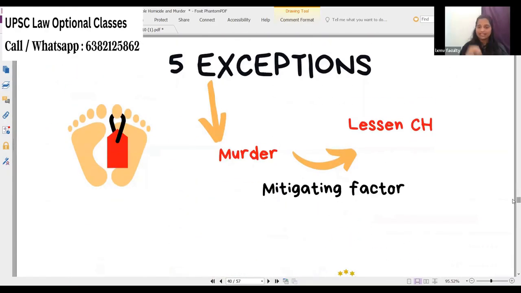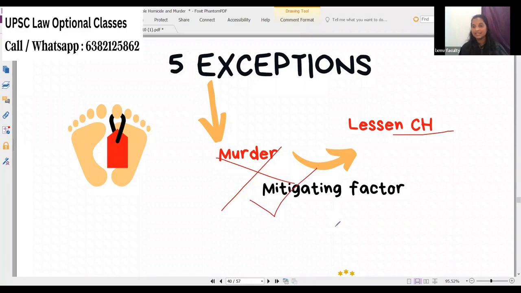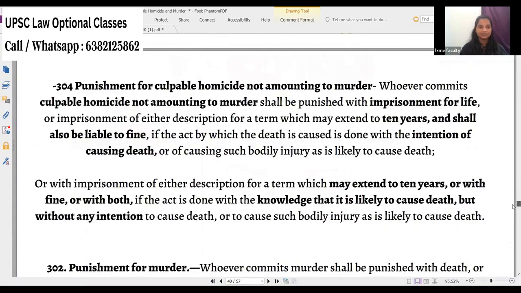So there are 5 exceptions. If you fall under any one of the clauses of murder and also under any one of the exception clauses, you will not be charged for murder. You will be charged for culpable homicide. These 5 exceptions are treated only as a mitigating factor, which means your fault and guilt are not totally wiped out. You are not let out free like under general exceptions. You are only charged under culpable homicide. So let's go to the exceptions.